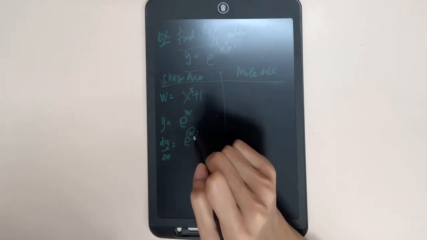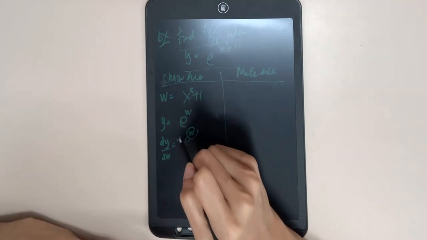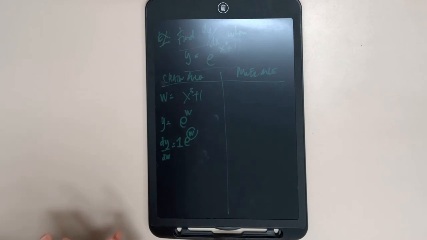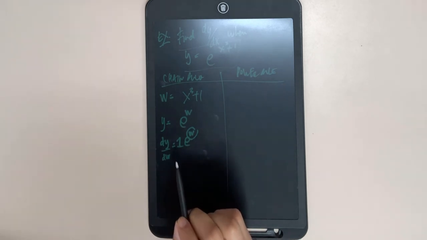So here the power is w. So you differentiate w. What do we have? We have 1. Okay, 1 lah. Differentiate w dapat 1. So you put it in front. Tak boleh tulis, tak apa sebab ni 1 kan. Tak payah tulis. But I just want to show you.